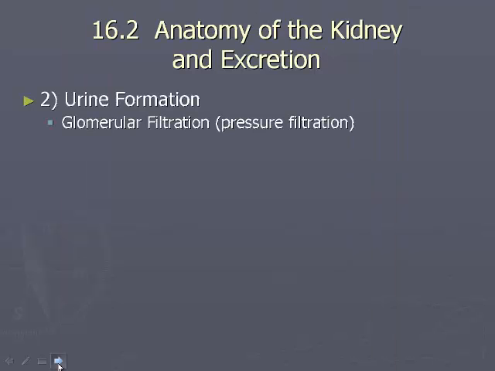So this is the urine formation. This is how the urine is actually created in our kidneys. First of all, we have the one that we were talking about just a second ago called glomerular filtration. We also call this pressure filtration. A lot of people had a question about what happens when you have low blood pressure. This is the mechanism that it's going to affect.